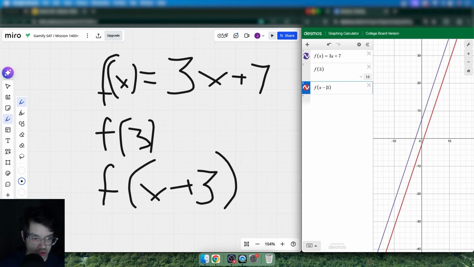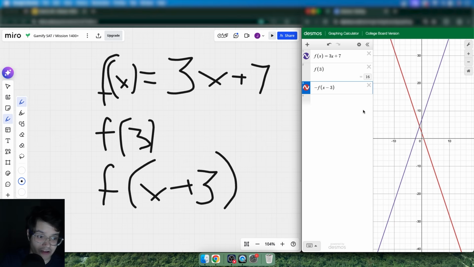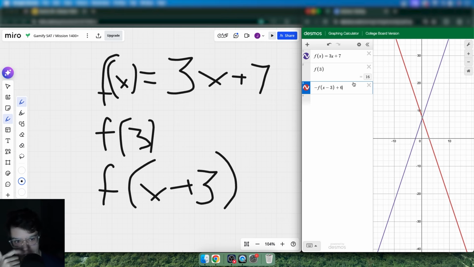We could also say minus 3, or we could say something here like minus f. Like there's a bunch of different ways we can do it. There's so many different ways we can modify, change this thing around. You don't have to memorize all that for the SAT because you can just literally put it into Desmos and see what happens when you do the thing.